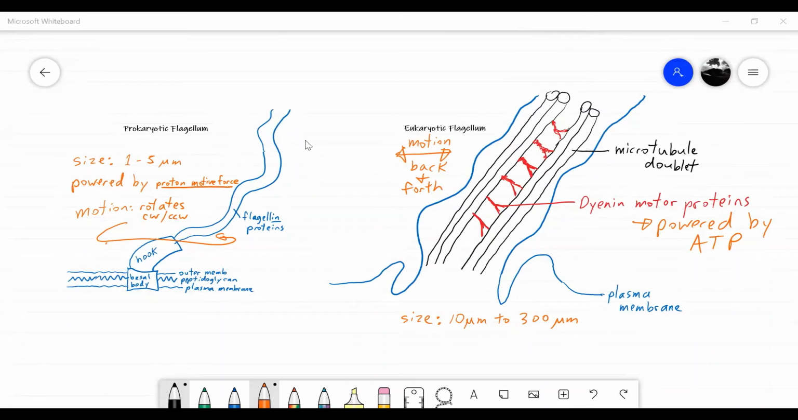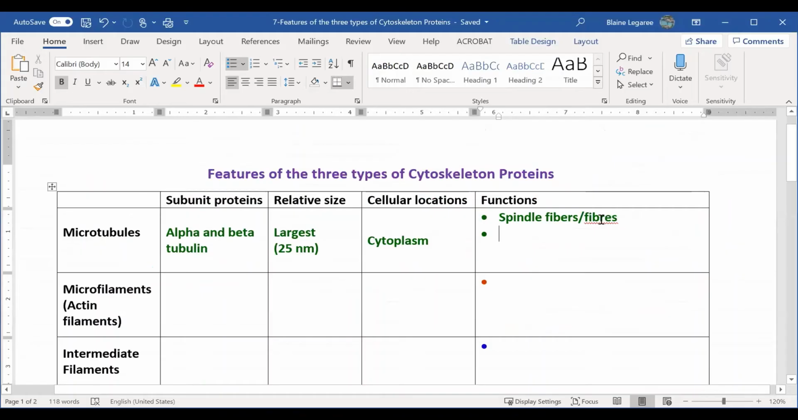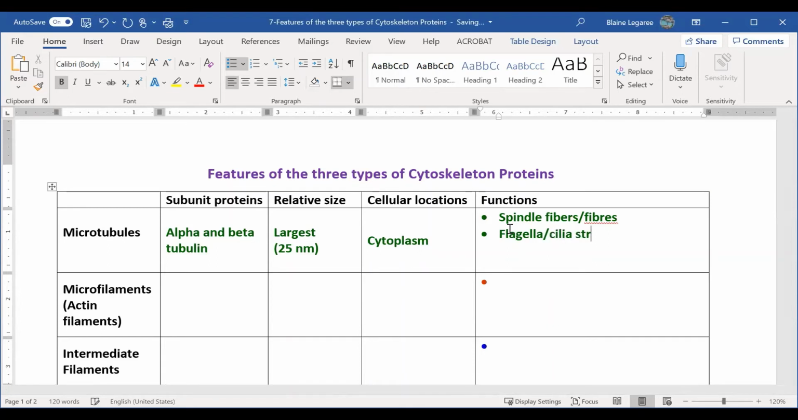I'm going to move back, and just before I forget, I am going to fill in this table here. I just want to add another function for microtubules. So microtubules: we've got flagella, cilia, structure. And what else did we show? We also showed movement of vesicles, and other organelles sometimes move around as well, but vesicles are the main one.